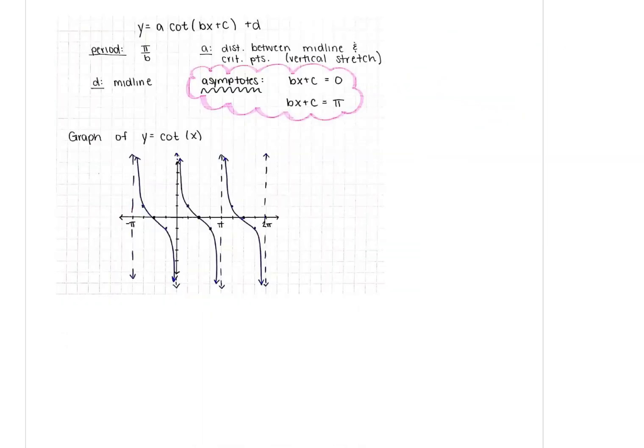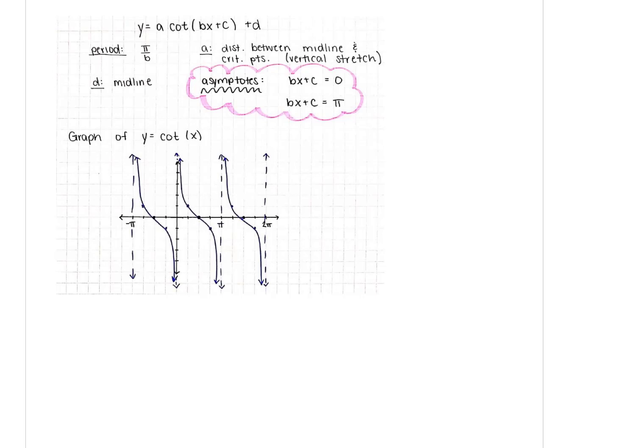The cotangent, now look at the setup. We have the a value, which is our amplitude, in front of the cotangent. We have our b, which again is that horizontal dilation, which helps indicate what the period is. In this case, the period is the length between the asymptotes. Our c value is the phase shift, and then d is the midline, so if the graph is shifted up or down.